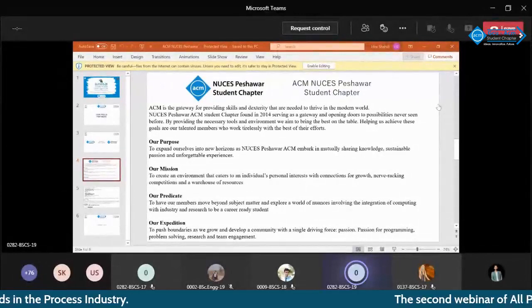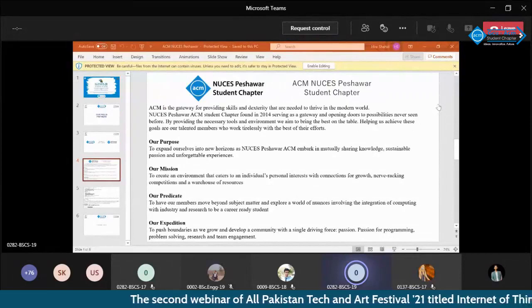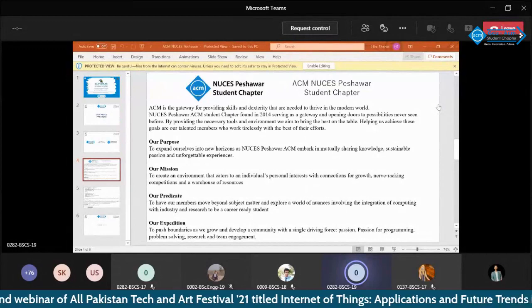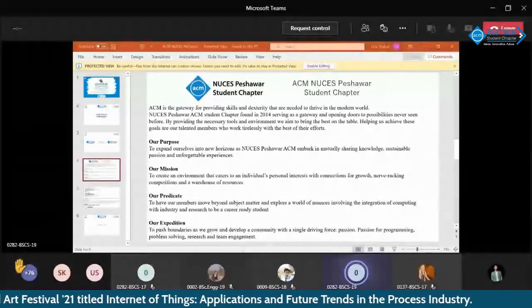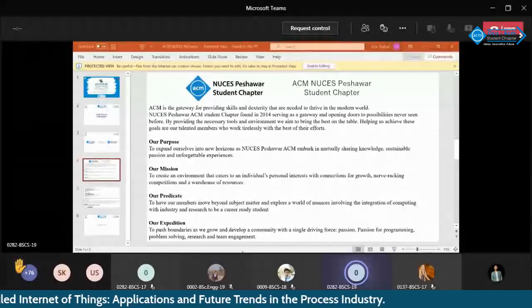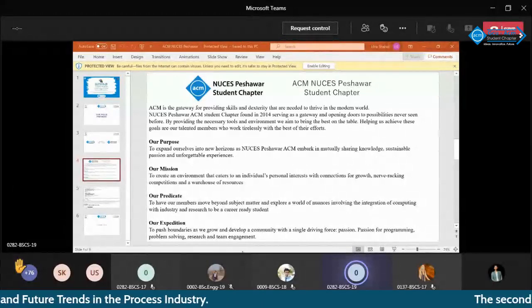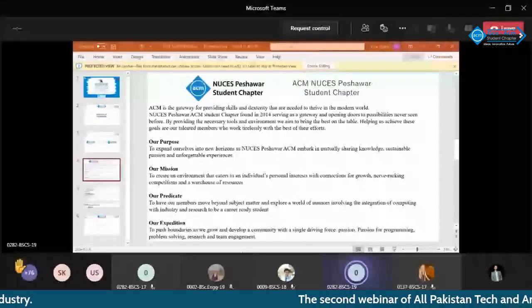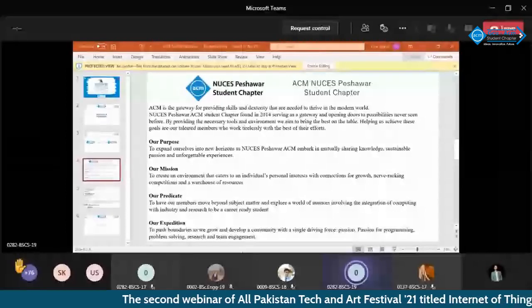A predicate to have our members move beyond subject matter and explore a world of nuances involving the integration of computing with industry and research to be career-ready students. Our expedition is to push boundaries as we grow and develop a community with a single driving force, passion. Passion for programming, problem solving, research, and team engagement.